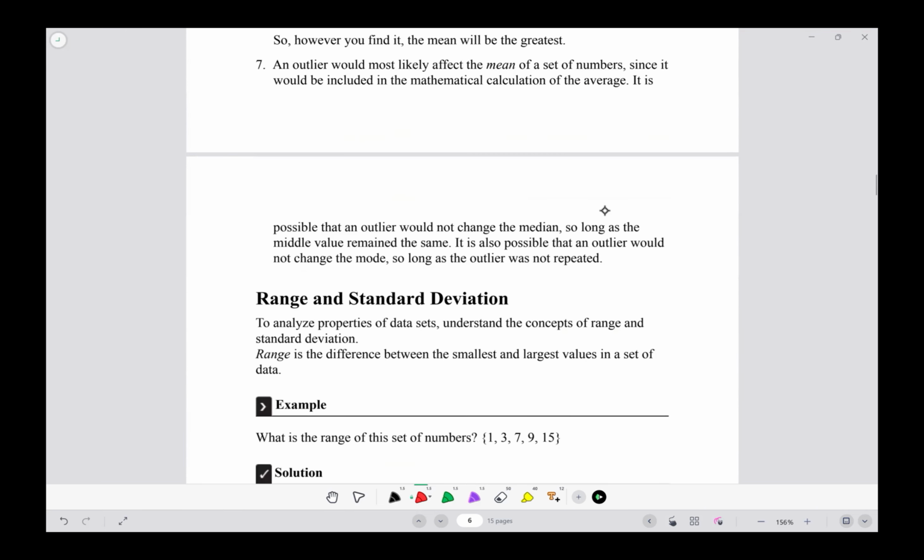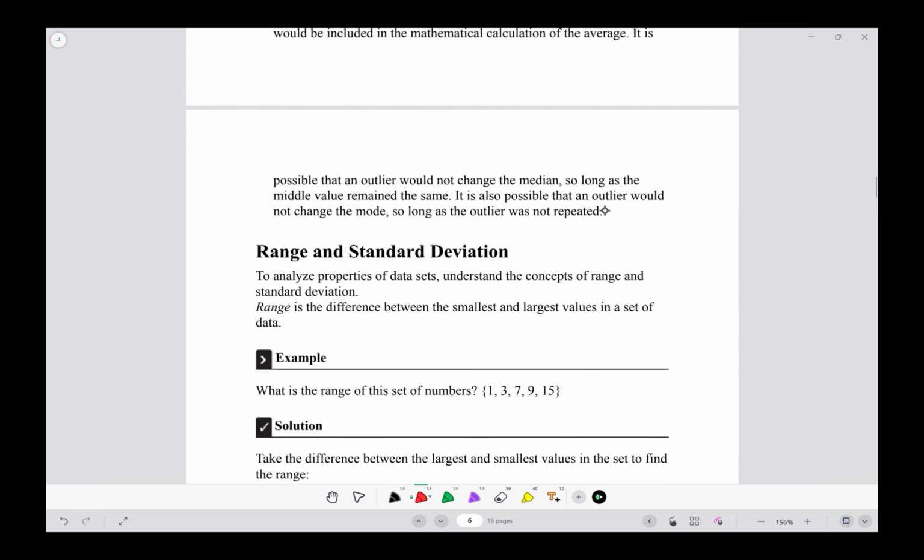And then we're going to talk about the range and standard deviation. Range is the difference between the smallest and largest values in a set of data.